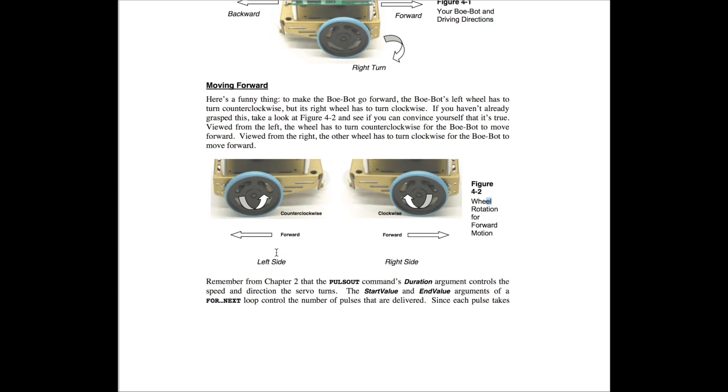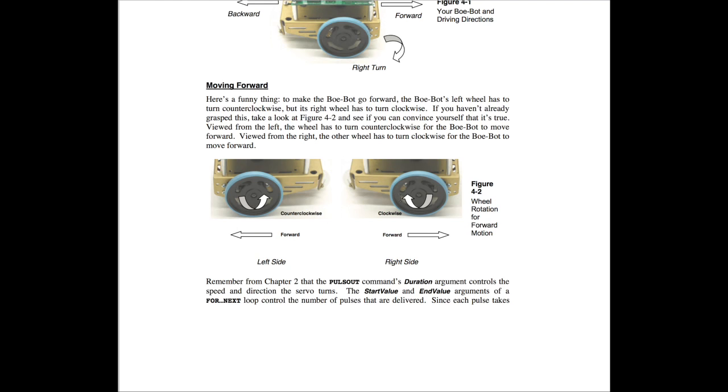See if you can convince yourself that's true. Viewed from the left, the wheel has to turn counterclockwise for the Bobot to move forward. Viewed from the right, the wheel has to turn clockwise for the Bobot to move forward. Okay, so on the left here, again, see the wheel in the back here. So forward would be towards the left side of the page.